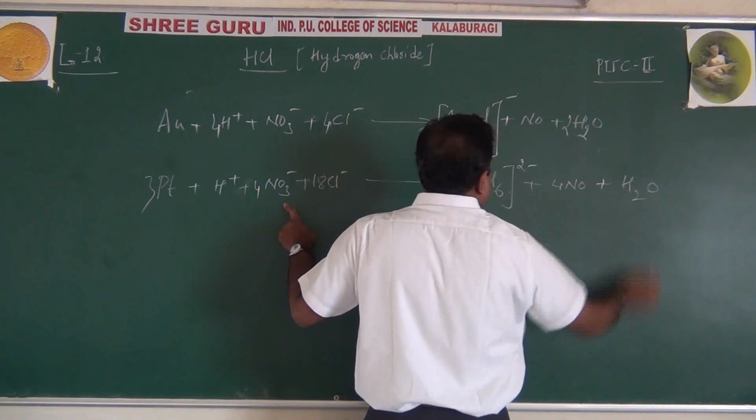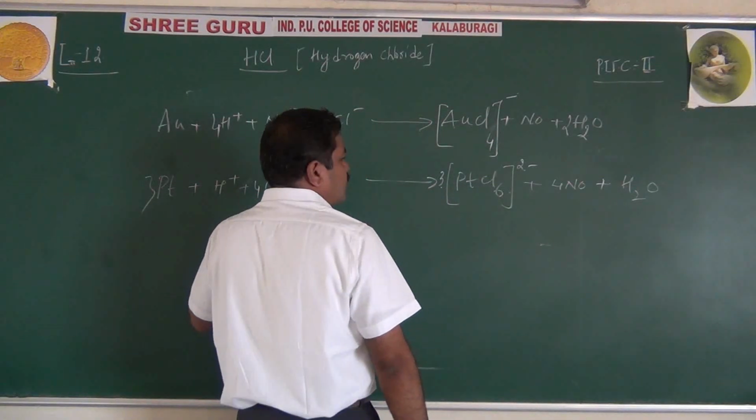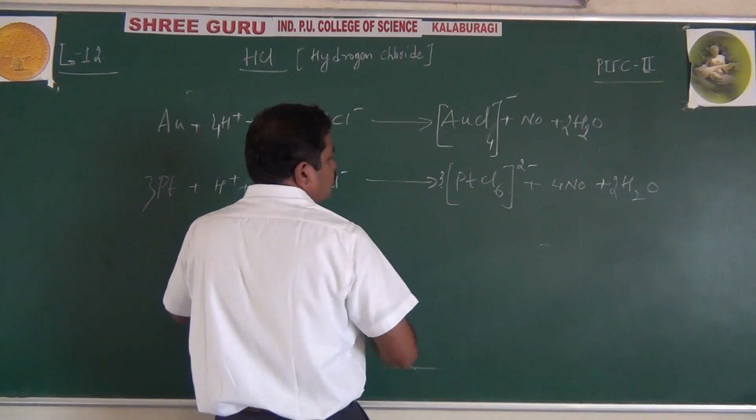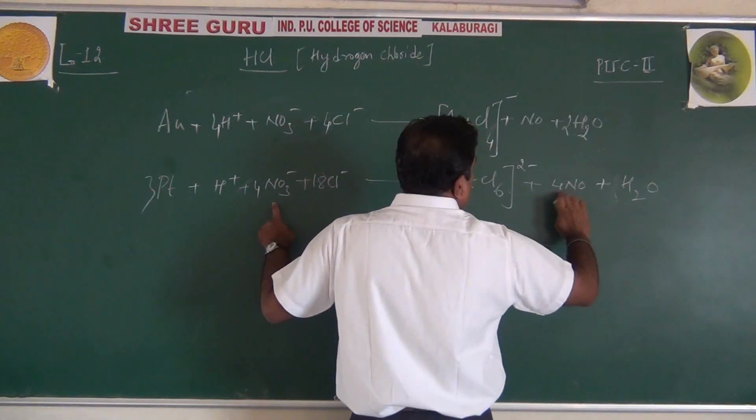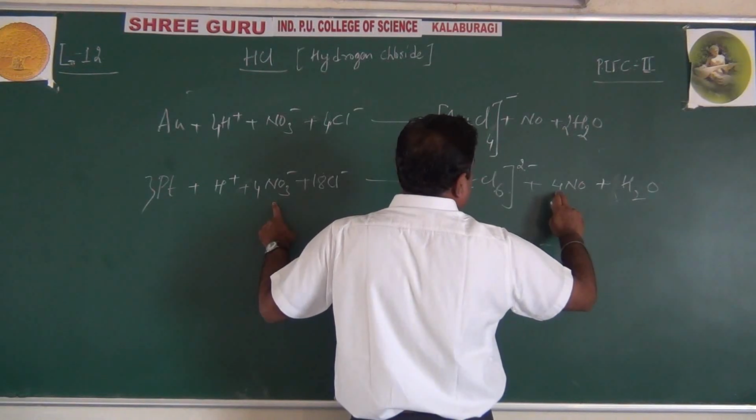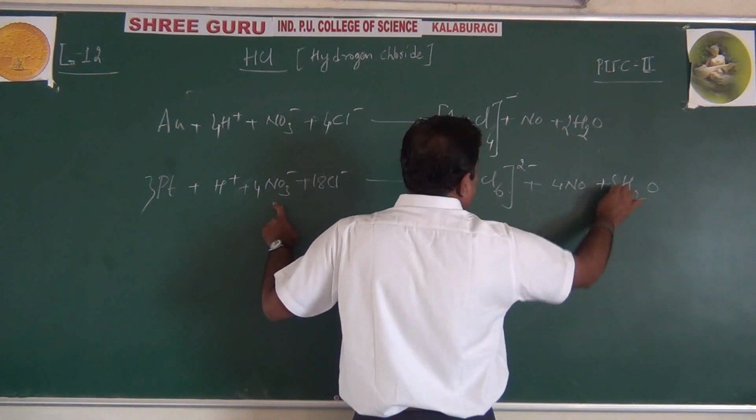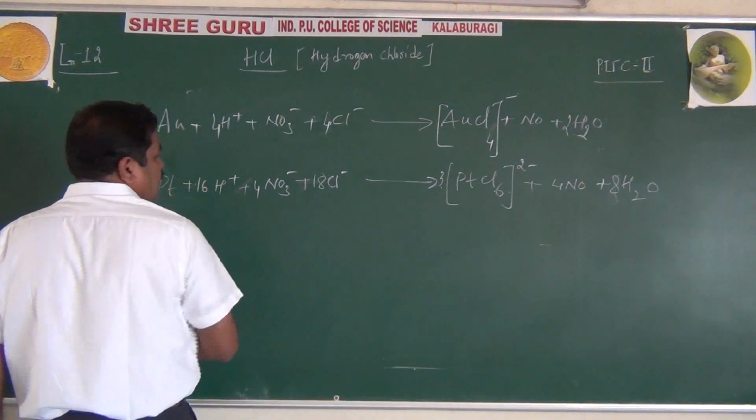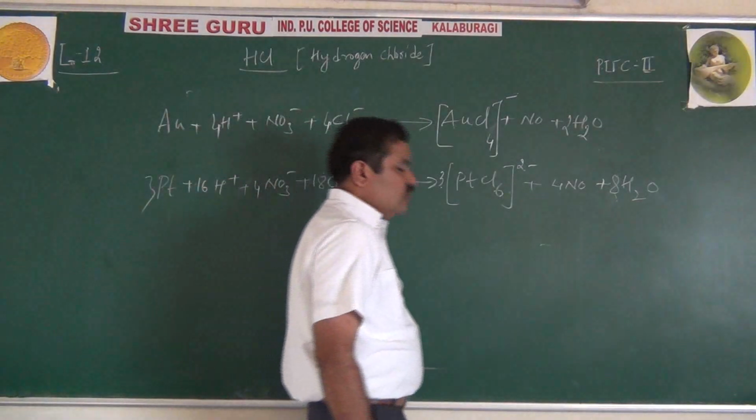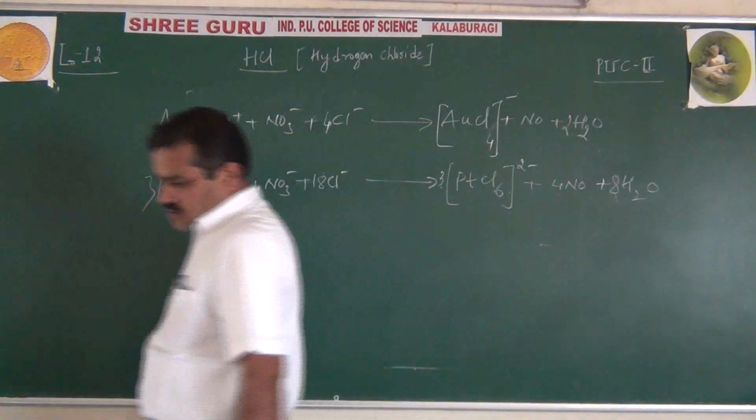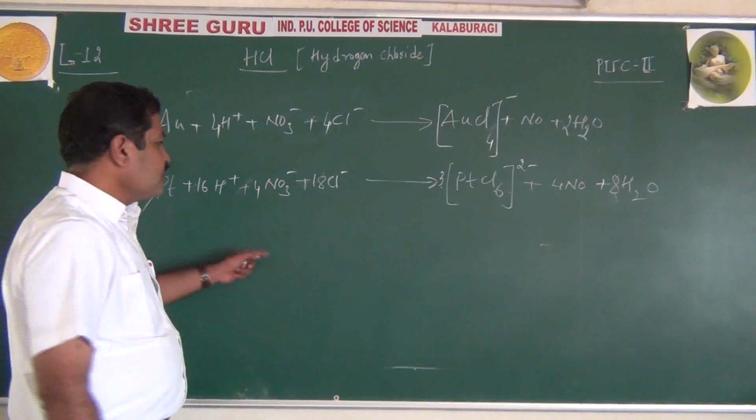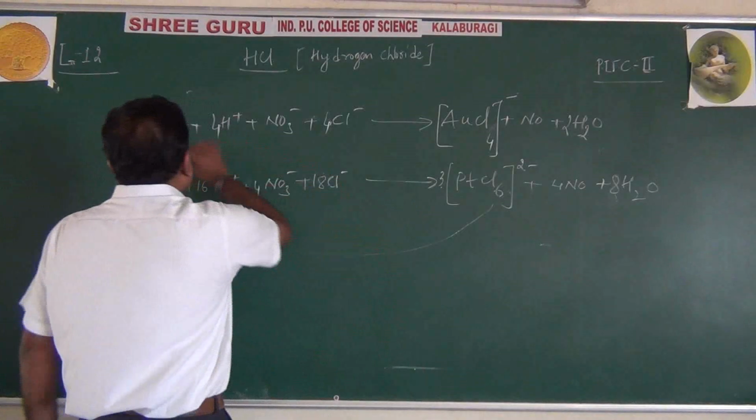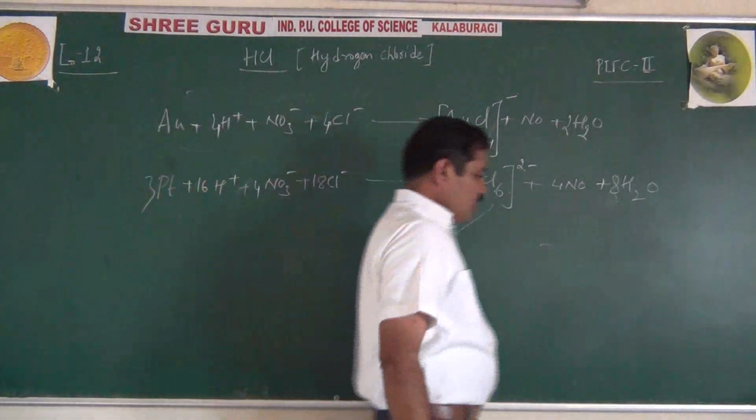Okay. Now the word is water. What is that word? 2H2O. Sorry, 4 means 8H2O. So it will become 16H plus. Okay. So 8 plus 4 further. So this is the balanced equation. Balanced equation for platinum to platinum hexachloride and gold to AuCl4 minus.